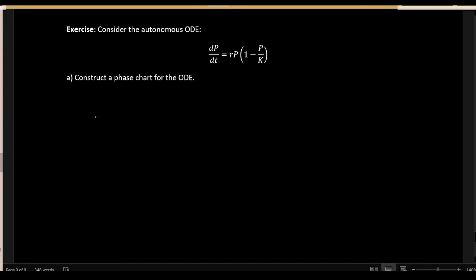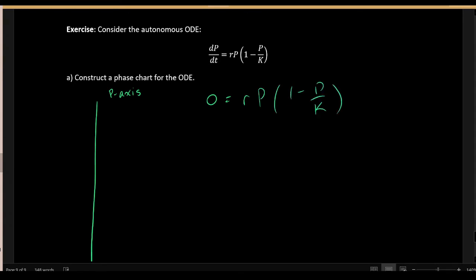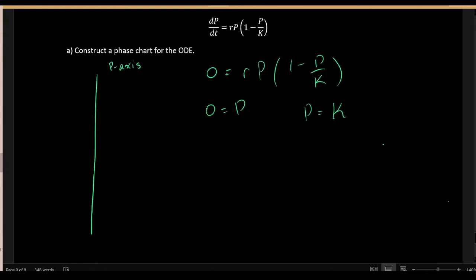So the first thing that I'm going to do is set up a number line which represents the values of p, and I'm going to find out what the stationary points are. So I'm going to figure out the populations at which the rate of change will fall to 0. This occurs at 2 points. When the population is 0, there is no one around to give birth, so the population will remain at 0 forever. And when the population is at carrying capacity, when p is equal to k, the population can no longer grow, because that is the limit of what the environment can sustain.